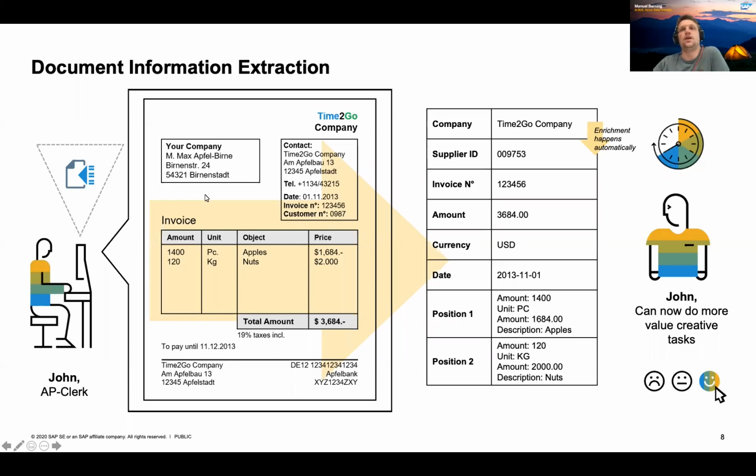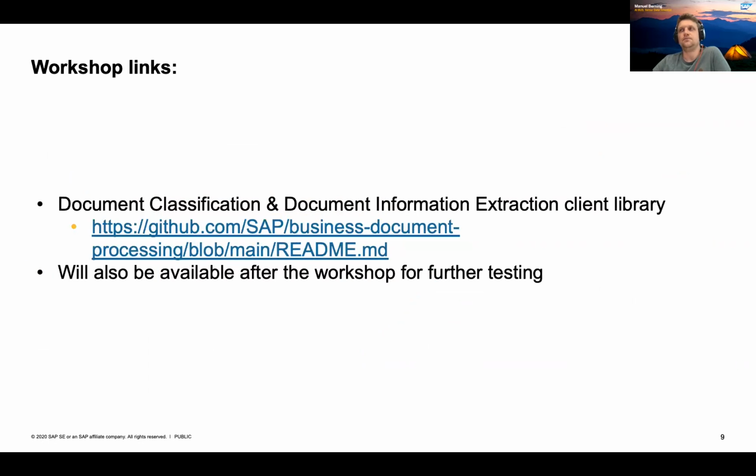So extracting these kind of header fields and line items from a document is the main purpose of document information extraction. And it's, of course, the same thing. Instead of John having to type it all off, he can use this kind of automated service to speed up his work and focus on more value creating tasks. With that, we are already at the end of the introduction.